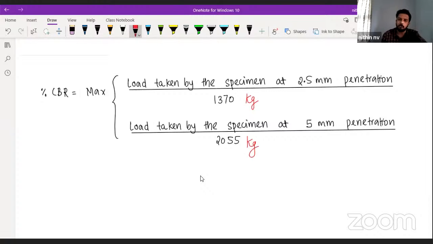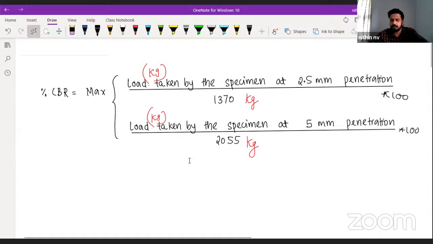Now tell me, in which unit do I have to substitute this numerator, the load taken by the specimen? Everyone tell me. Yes, very good. Definitely that should be in kilogram, because the denominator is in kilogram. Now if I want to convert this into percentage, then we have to multiply by 100. Understood? Is it clear? Percentage CBR. Okay. Clear, guys?